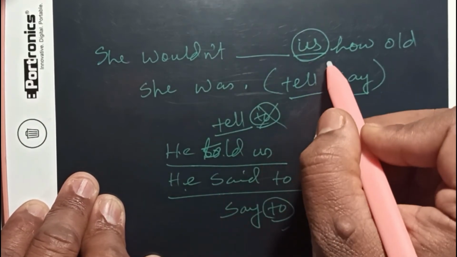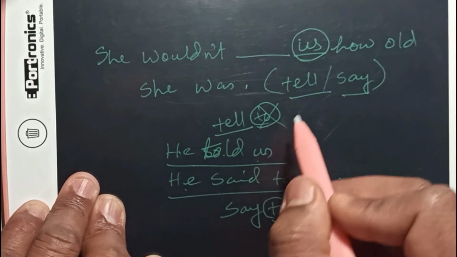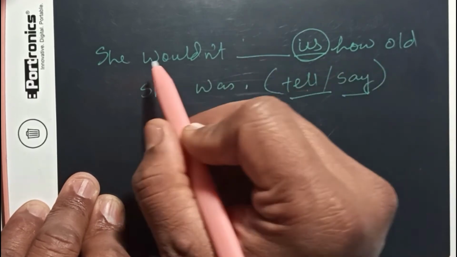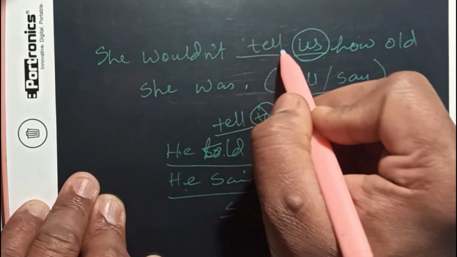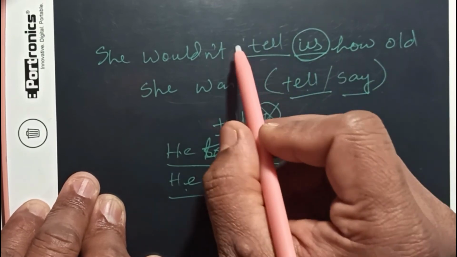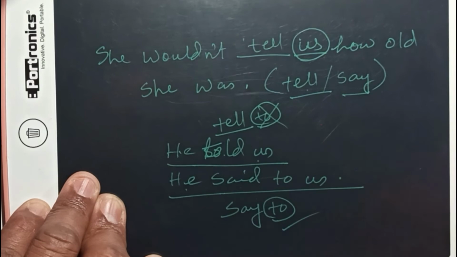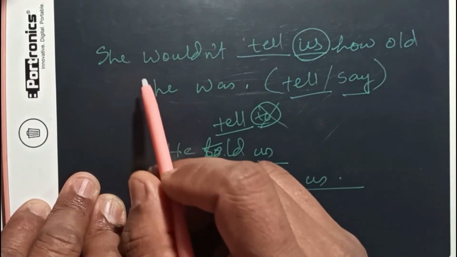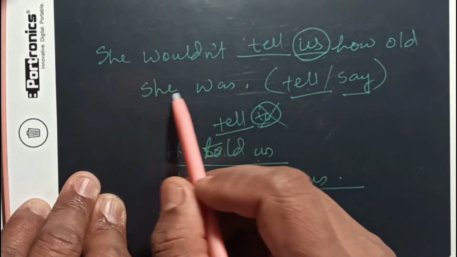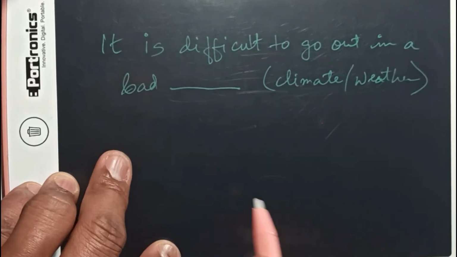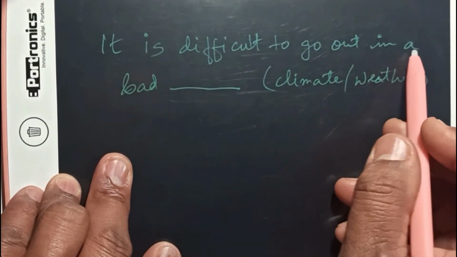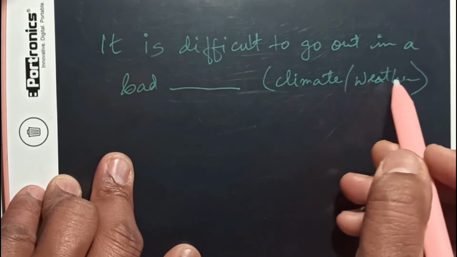What should we do? Like this: tell. She wouldn't tell us. It wouldn't be "she wouldn't say us." That is wrong. So she wouldn't tell us how old she was. In this sentence, it is difficult to go out in a bad dash climate or weather.